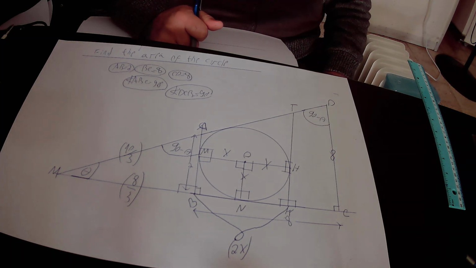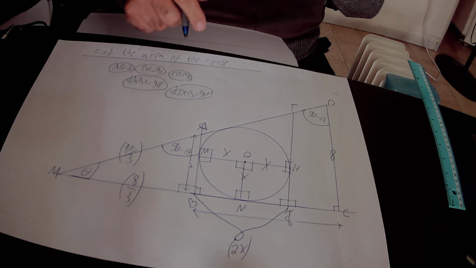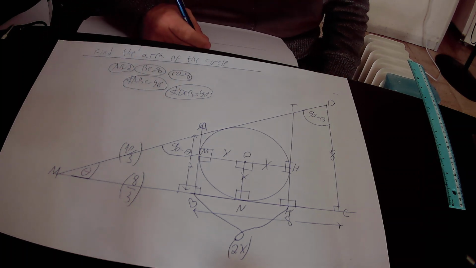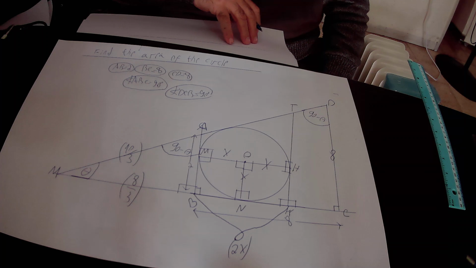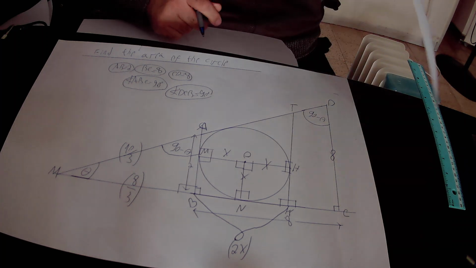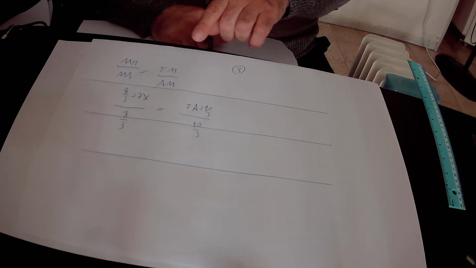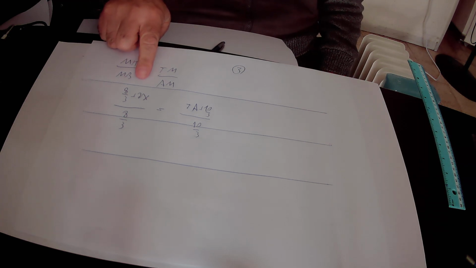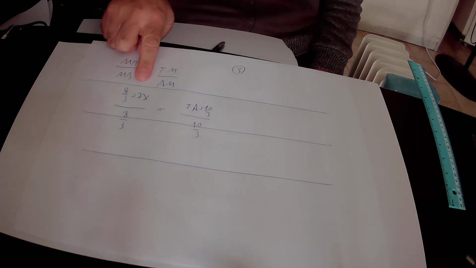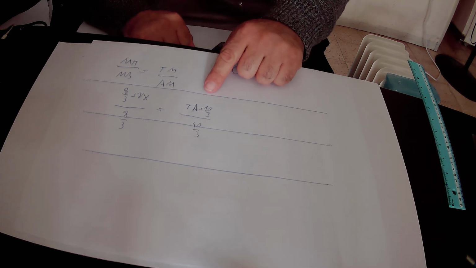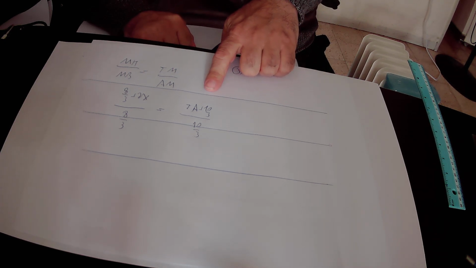Over AM. AM is 10 over 3, so we substitute AM by 10 over 3. Okay, so we got this equation. Here we'll multiply 2x by 3 and then divide by 3 in order to overcome a factor with 8 over 3, and here also we'll multiply TA by 3 and then divide by 3 in order to overcome a factor with 10 over 3.